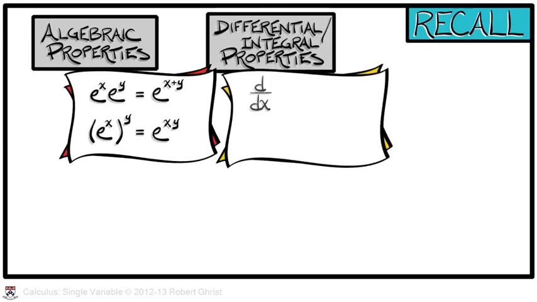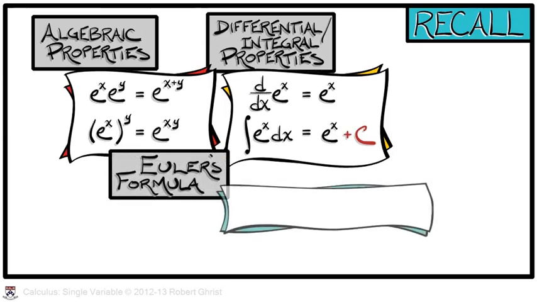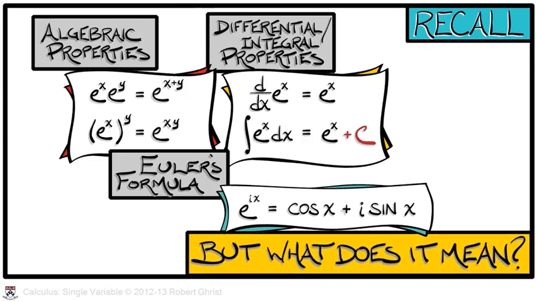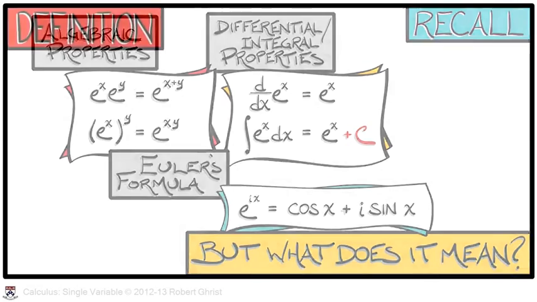From your prior exposure to calculus, you should have seen some differential and integral properties. E to the x is that remarkable function that is its own derivative, and thus it is its own integral up to the constant of integration. There's one other fact that we need to move forward, and that is Euler's formula that tells us something about exponentiating a complex input, namely e to the ix is cosine of x plus i times sine of x. None of these properties, however, tell us what e to the x really means.